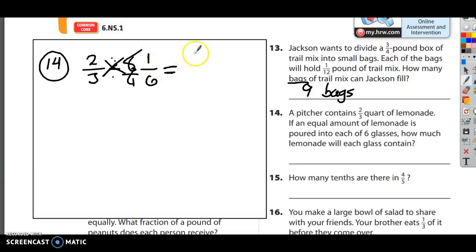1 times 2 is 2. 3 times 6 is 18. 2 and 18 share a factor of 2. 2 divided by 2 is 1. 18 divided by 2 is 9. It's a ninth. How much lemonade will be in each glass? 1/9 of a quart.